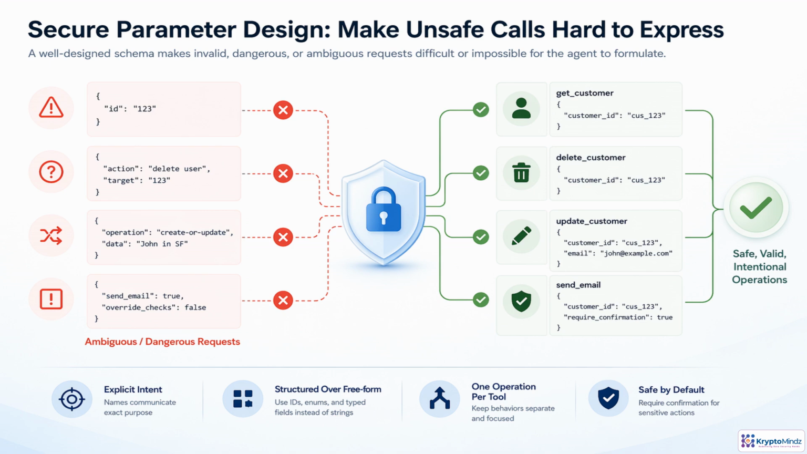Security starts before the tool runs. If the schema accepts vague inputs, the agent can accidentally ask for the wrong thing. Design parameters that narrow the path. Use names that carry intent, like customer ID rather than ID. Prefer typed fields, enums, and known identifiers over free-form text. Split different actions into different tools, so delete, update, and email are not hidden behind one generic operation parameter. Make the safe choice the default, and require confirmation for sensitive actions. The best schema makes risky requests awkward to express.